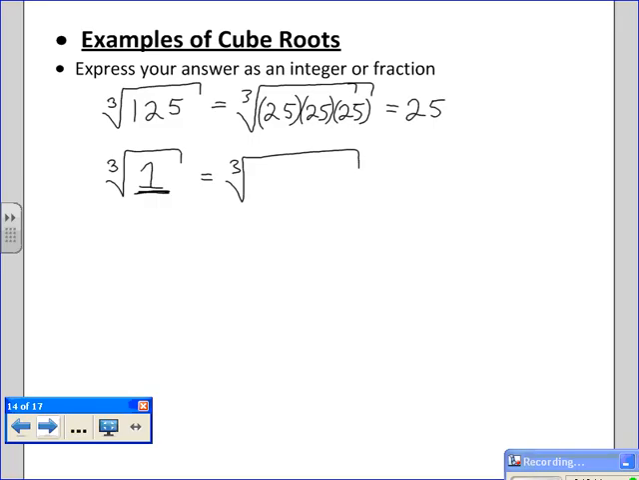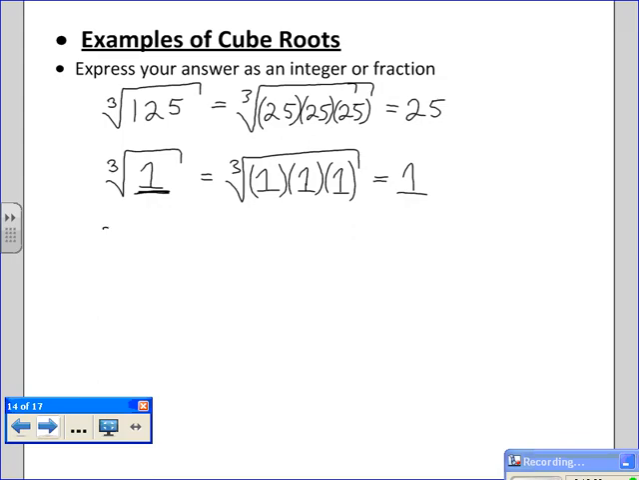Well, 1 multiplied by itself 3 times will still give me 1. In fact, 1 multiplied by itself 1,000,000 times will give me 1. Okay, so the answer here is simply 1. If you take any root of 1, the answer is going to come out to be 1 here.